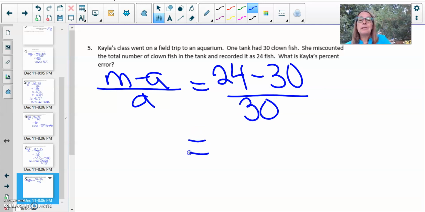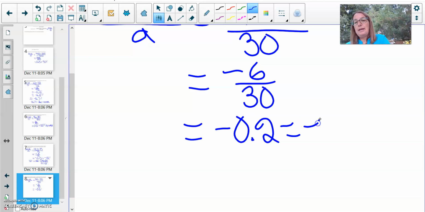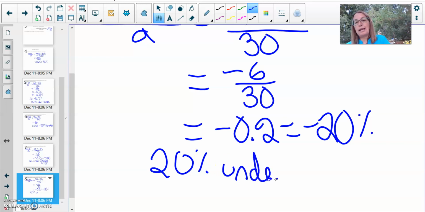24 minus 30 gives me negative 6 divided by 30. So I get negative 2/10, which would be negative 20%. So she underestimated it with an error of 20%. So this would be a 20% underestimate.